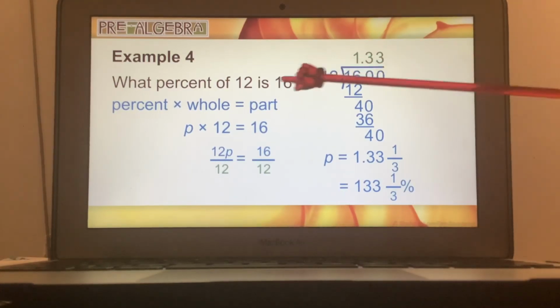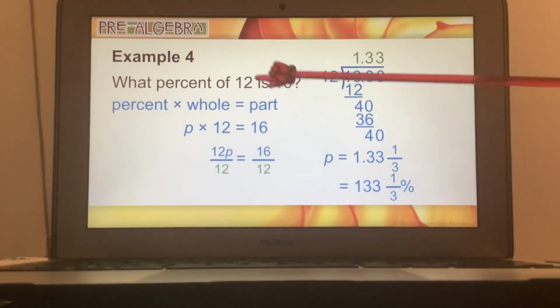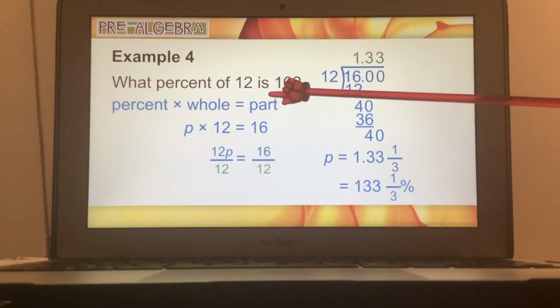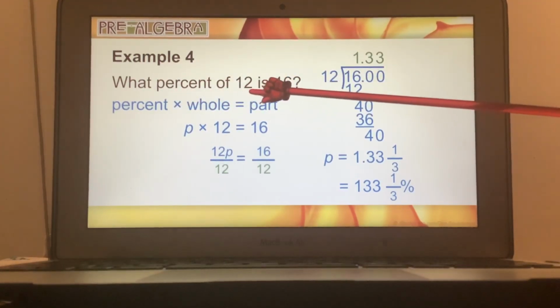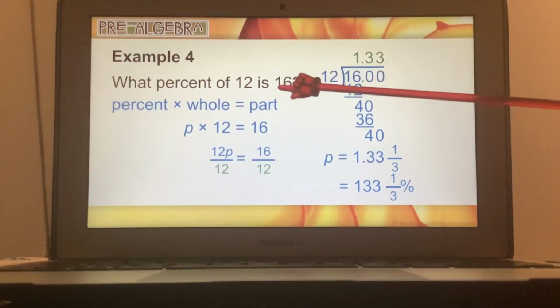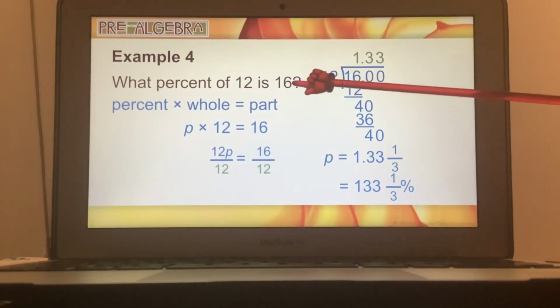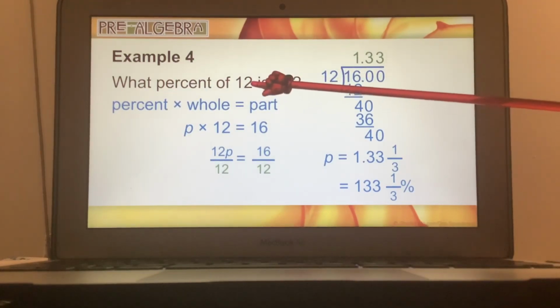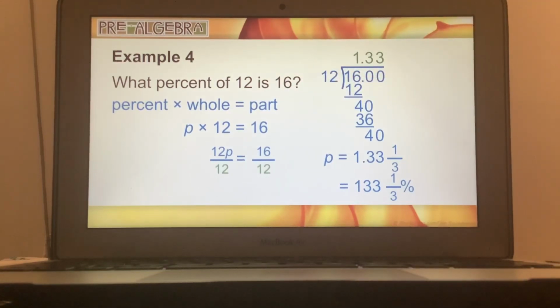If you notice here, the whole is smaller than the part. Okay, 12 is a certain percent, or what percent of 12 is 16? So your whole is smaller than the part. So that means your percent is going to be greater than 100%. That would be your clue. If your whole were greater than the part, then your percent is going to be less than 100.